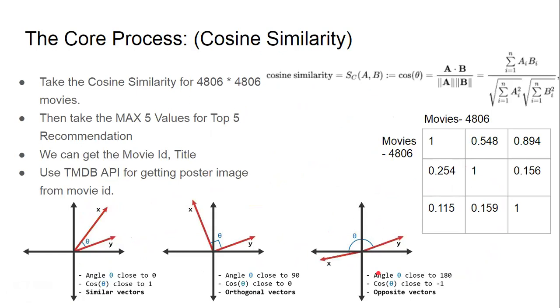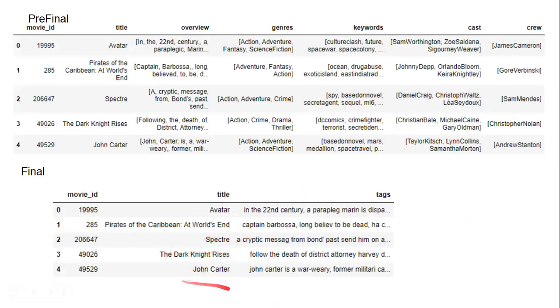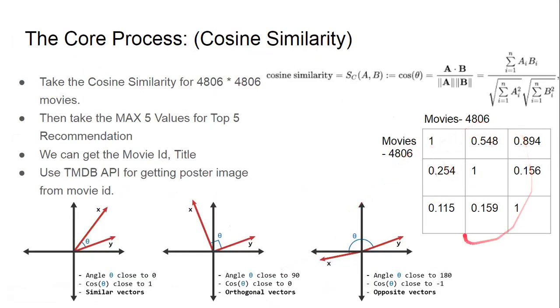Next comes the next biggest core process, that is cosine similarity. Now we have all the vectors, many vectors. Our major concern is to give the top 5 recommendations. For that, against every movie we take the cosine similarity with every other movie, because there are 4,806 vectors, and we take cosine similarity with every other vector. We'll have all the values. It is 1 with the same vector, right? After that, we'll take the top 5 values and recommend them.